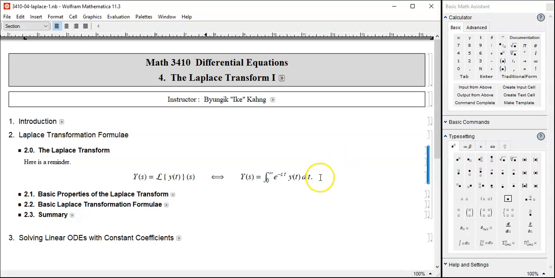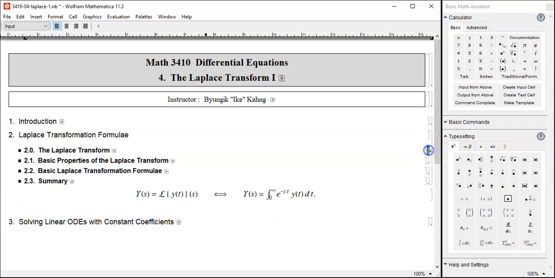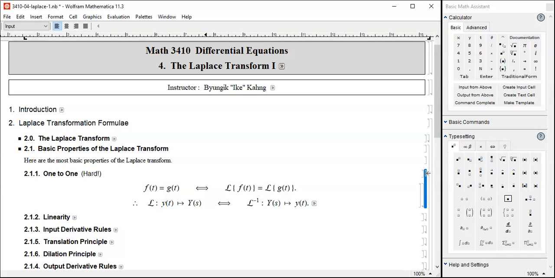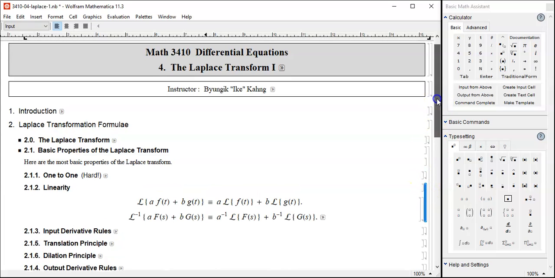Okay, let's begin. Here's a reminder. This is the definition of the Laplace transform. Let's copy and paste this down here. The first property: the Laplace transform is one-to-one, so that it is invertible and we can consider Laplace inversion. But that's too hard. We are not going to do it here. Maybe in real analysis too, definitely not here.